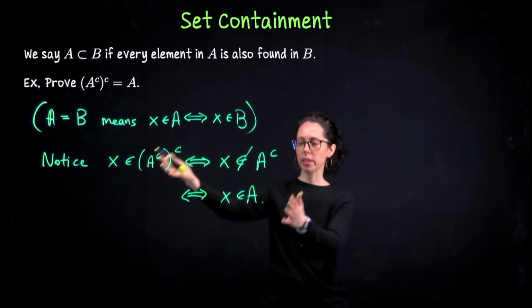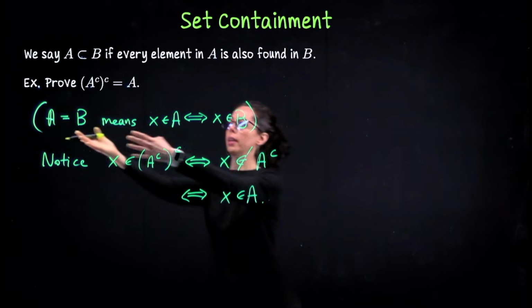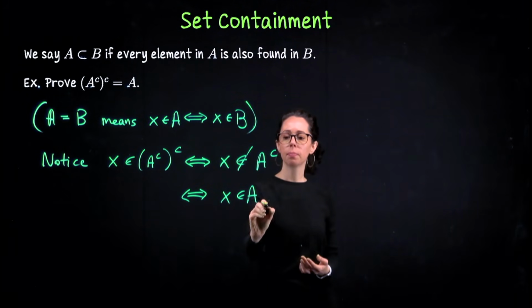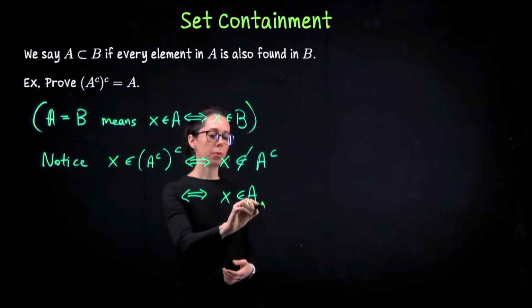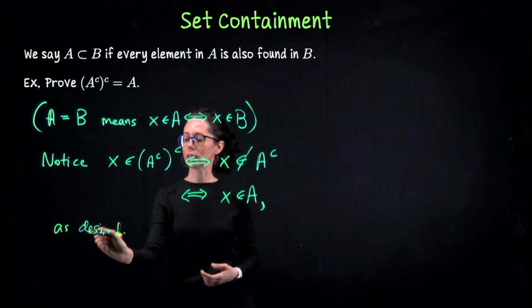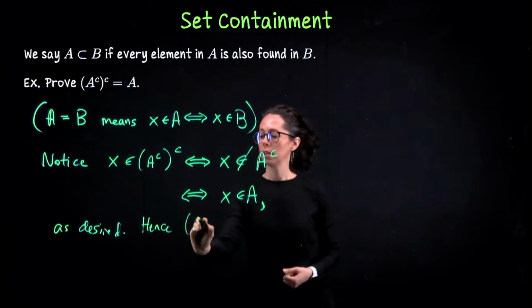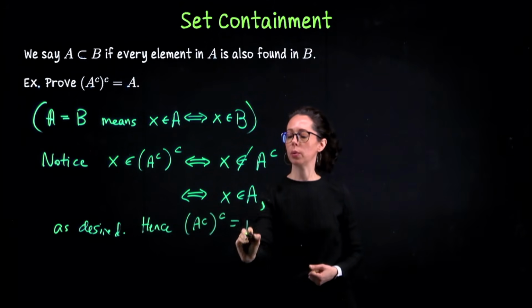So if you can construct something like this, it's a fast way to do an if and only if proof, and therefore it's a fast way sometimes to show set equality. So I'm just going to wrap this proof up. I'll write as desired. Not writing very well at the moment, but hence the complement of A complement equals A.